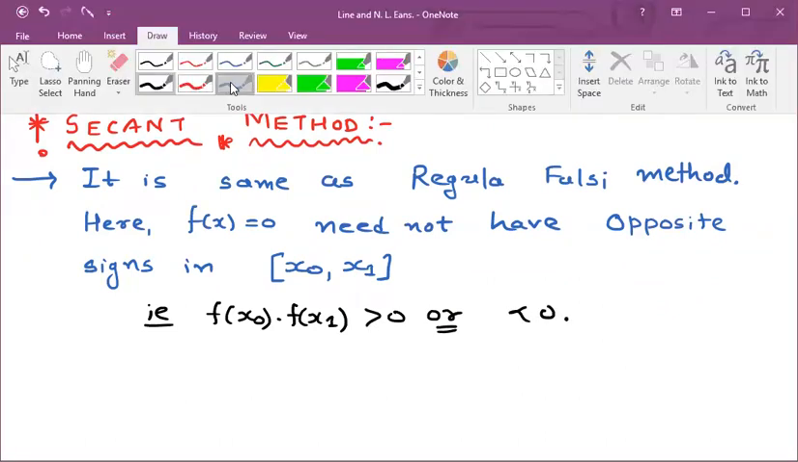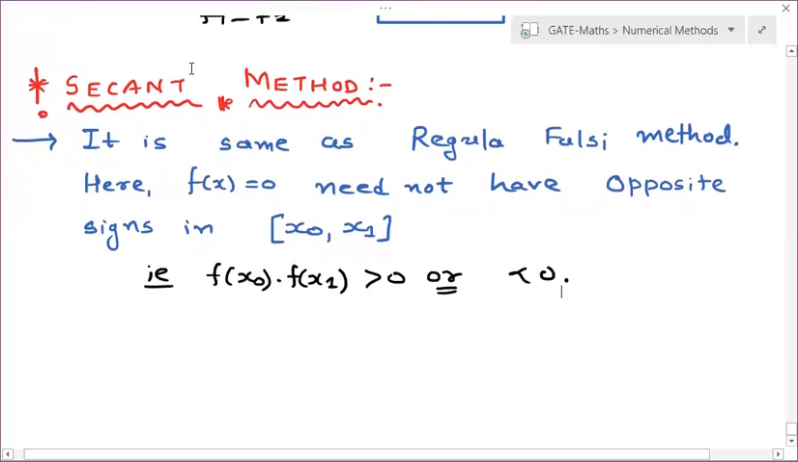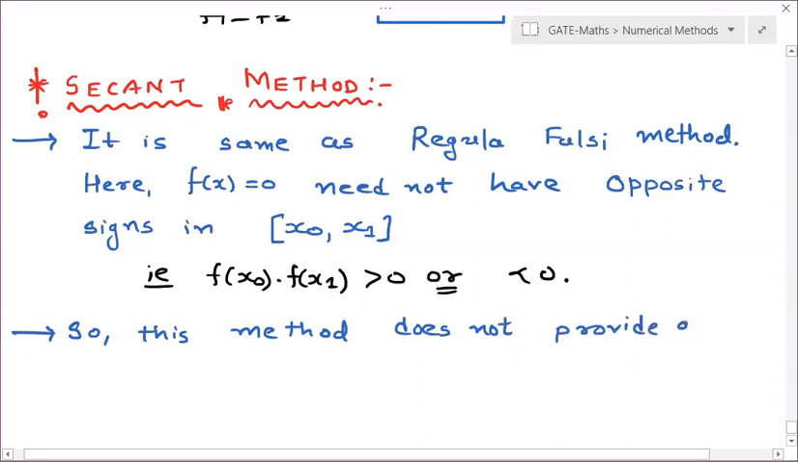But what is different over here? Definitely we are not checking this much, so it does not guarantee convergence of the root. Here this iteration formula will take you to one value, but whether it is a root or not is not guaranteed, right? So that's why this method does not provide a guarantee for convergence of the root.